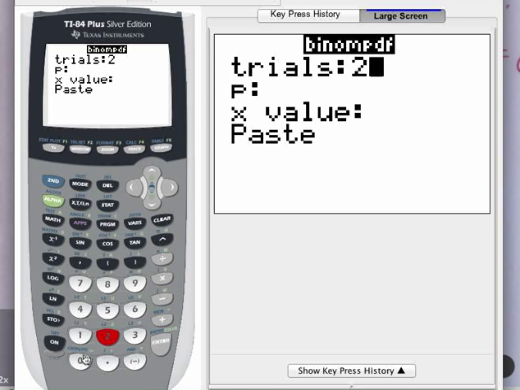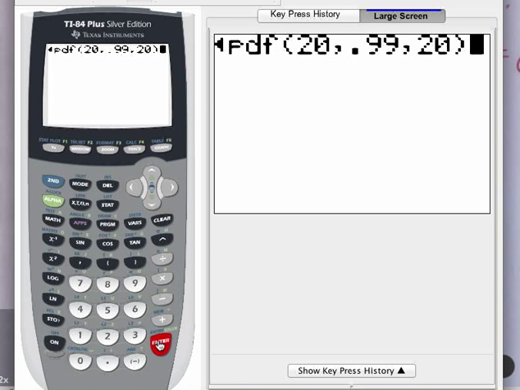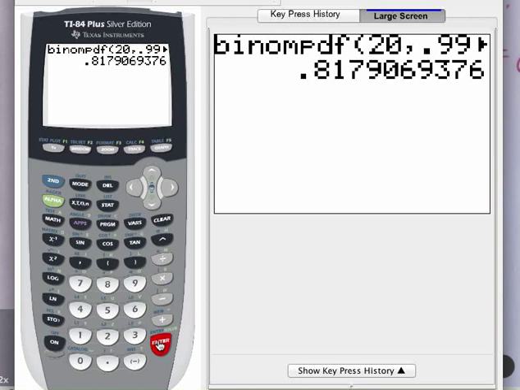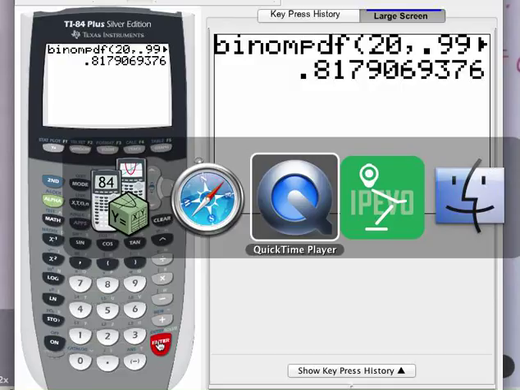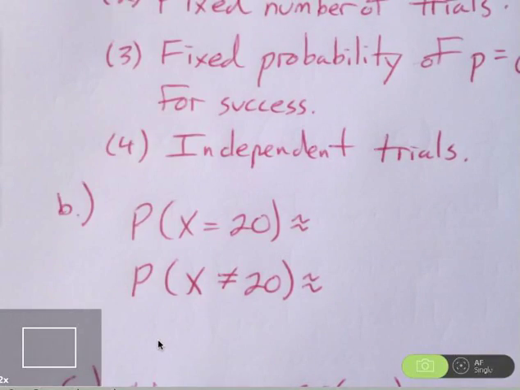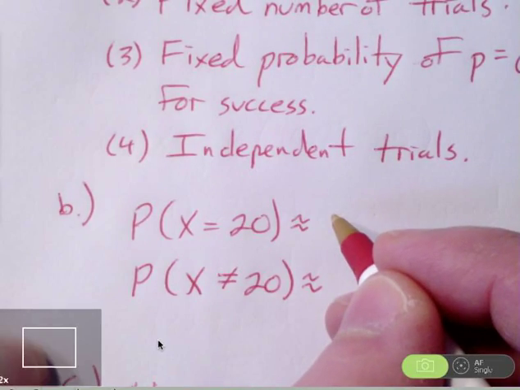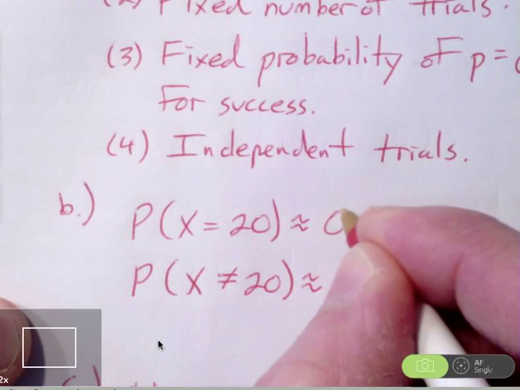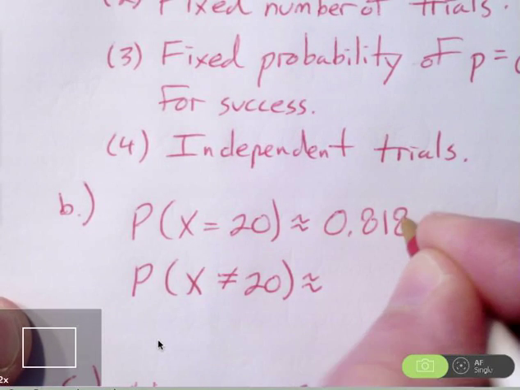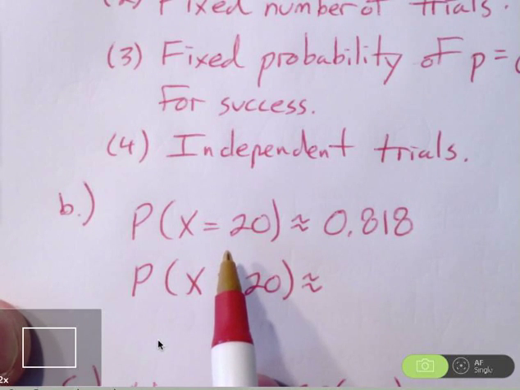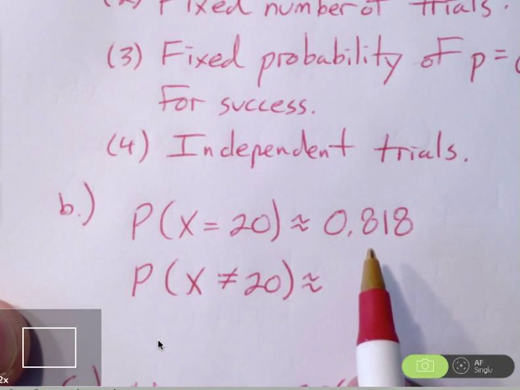The number of trials is 20. The success probability P is 0.99. And I am interested in detecting all 20 of these units that have HIV antibodies or AIDS antibodies present. So that likelihood is 0.818, if you will. So at some level, it's surprisingly small, given that the test is supposedly accurate 99% of the time. We are only able, though, to detect all 20 of them about 82% of the time.